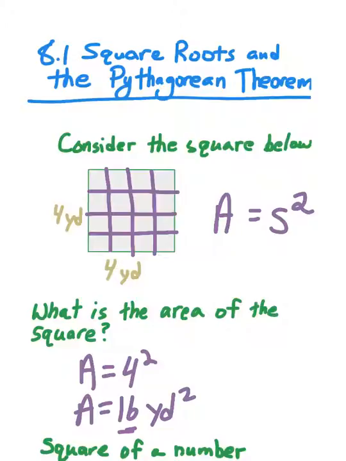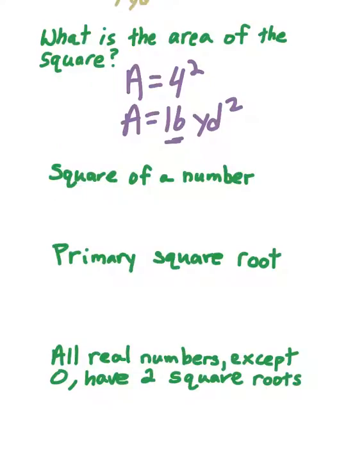16 square yards. Now, just adding to our terminology, the square of a number just means that anytime I take a number and multiply it by itself, the result of that is the square of the number. So in the example we looked at above, 16 is the square of 4.